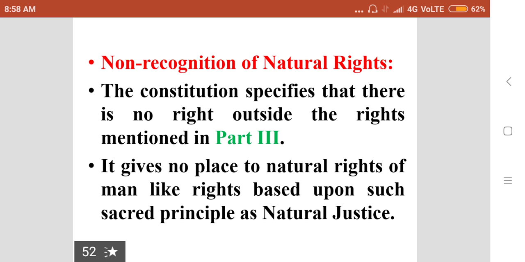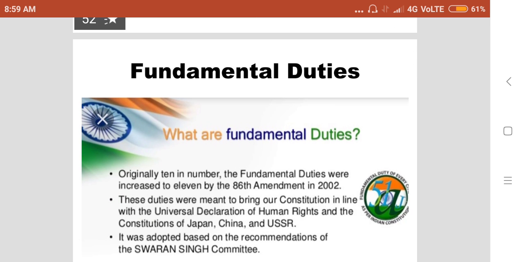No recognition of natural rights. The Constitution specifies that there is no right outside the rights mentioned in Part 3. So it gives no place to natural rights of a man, like rights based upon such sacred principles as natural justice. Many natural rights are guaranteed to the people, but no information is given under the fundamental rights clearly. So, this is another criticism of fundamental rights.